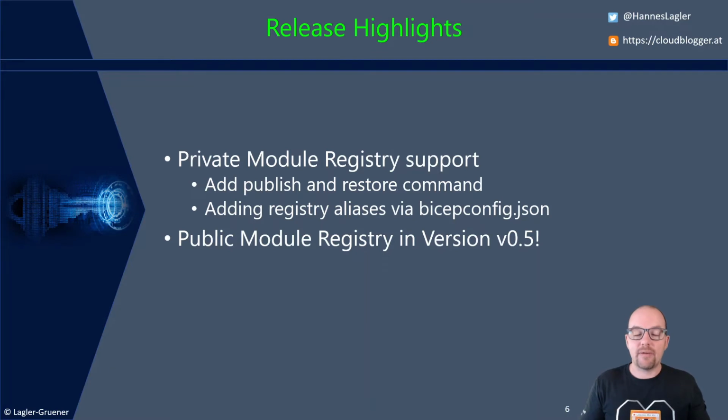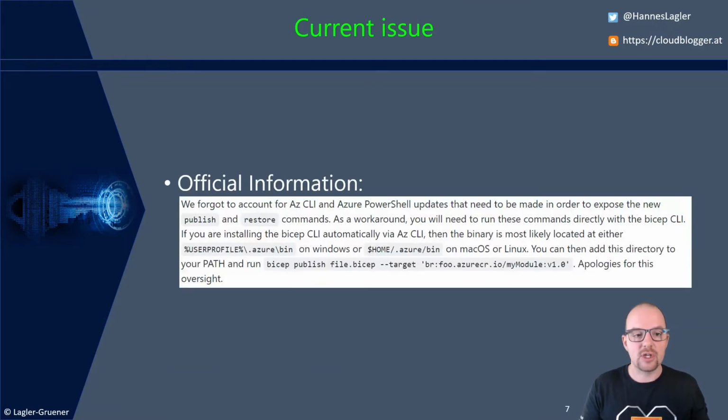Currently there is an issue. Here's the official statement from Microsoft. When you execute the bicep publish command, you get an error because the bicep publish command is not available in the exe. So they forgot something in the compiling. But there's a workaround available: you have to use the full path of your bicep.exe, and then you can use the publish command and also the restore command. So no problem, no worries about that. You can use the new functionality until the problem is fixed.